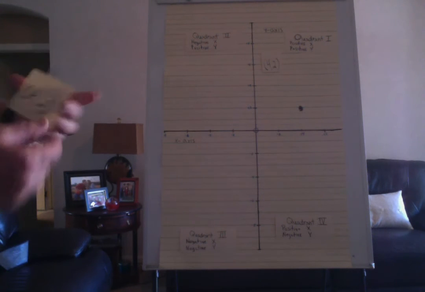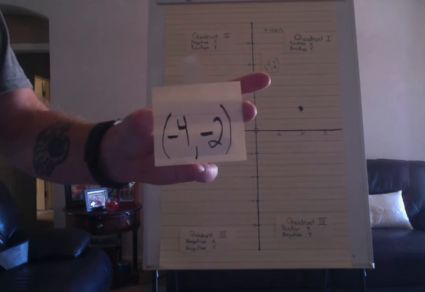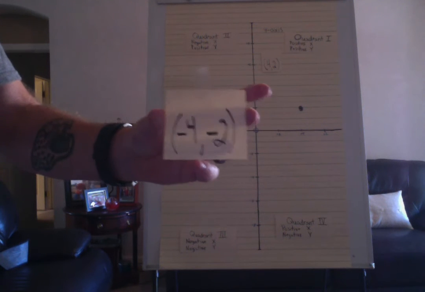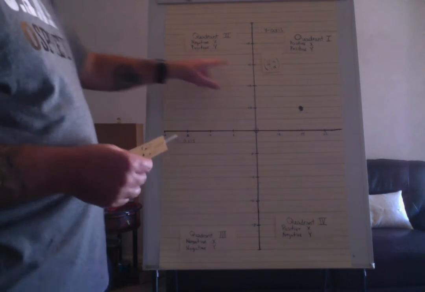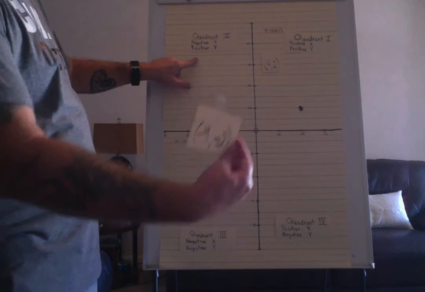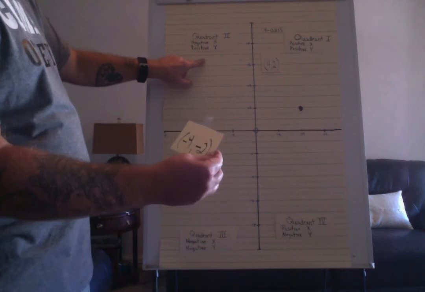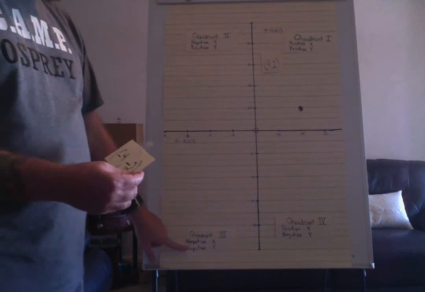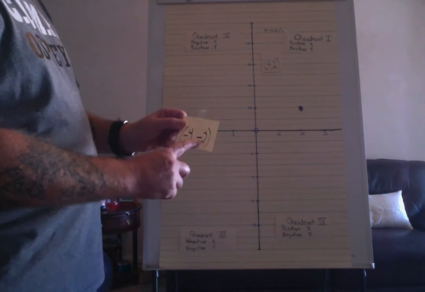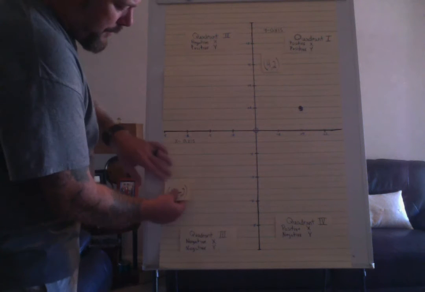Now let's take a new set of coordinates. -4 and -2. Well, those are both negative. This is a negative x, which is good, but it's a positive y. That's not good. Quadrant 3 has negative x and negative y.